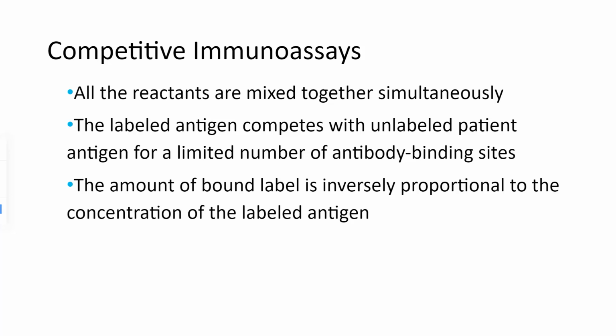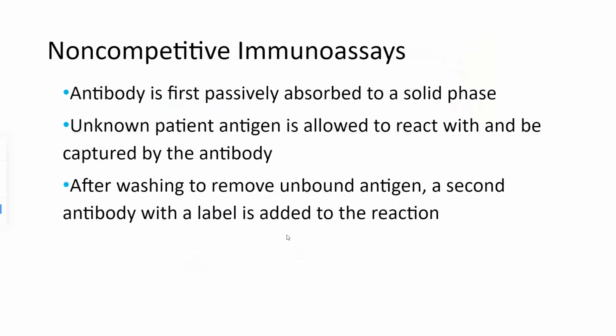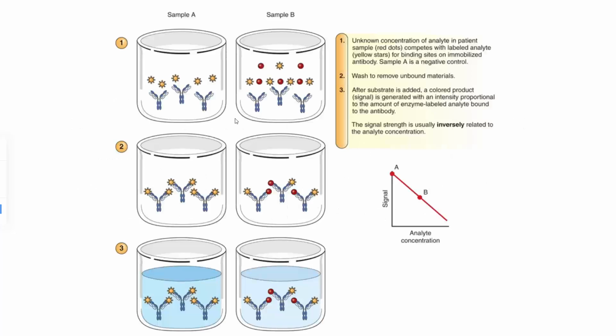So, competitive immunoassays: all the reactants are mixed together simultaneously. Then labeled antigen competes with unlabeled patient antigen for a limited number of antibody binding sites. The amount of bound label is inversely proportional to the concentration of the patient antigen. If we look at a picture here, here's one sample on the left, and here's one sample on the right. Now the sample on the left does not have the antigen that we're looking for.